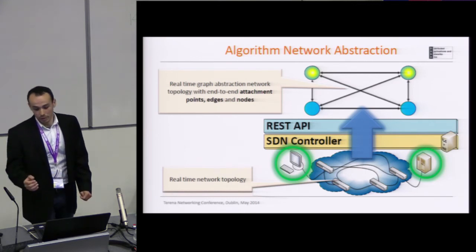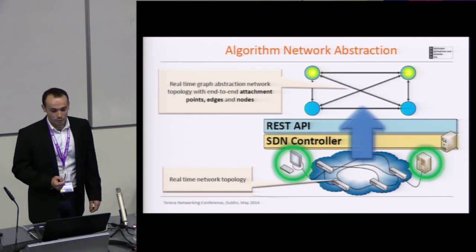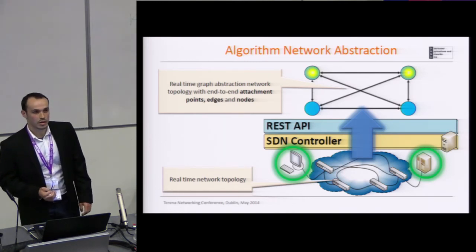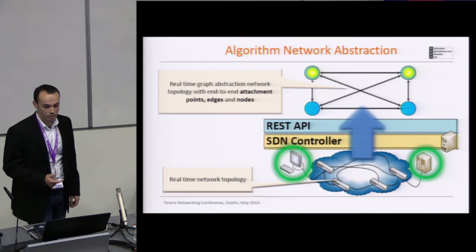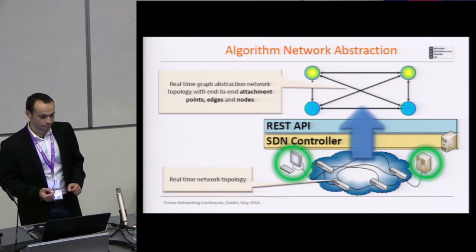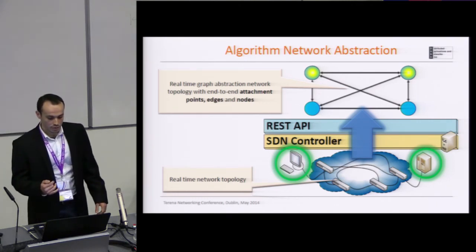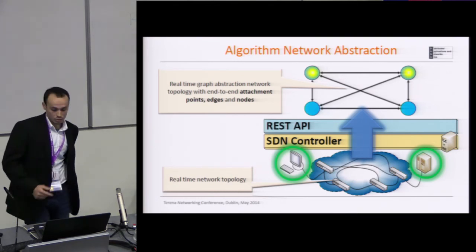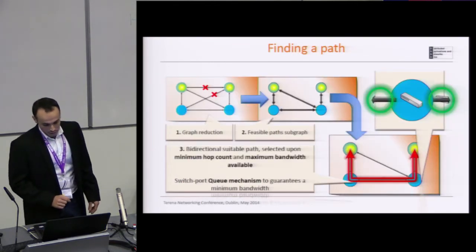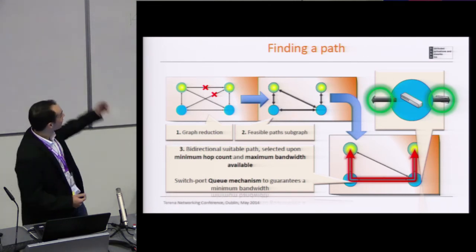I'm going to talk a bit about our implementation. The algorithm starts with a client request, and then it makes a real-time abstraction of the topology and adapts it to a graph extraction of the network, makes acknowledgement of the attachment points, and transforms the links to edges and the switches to nodes. To find the path, our algorithm is simple. It makes the steps shown here.